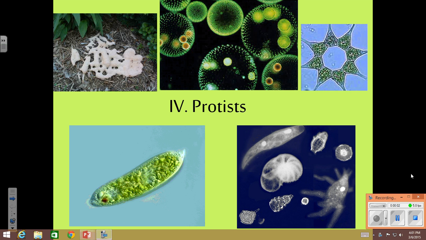This is section 4, talking about different types of protists. And all these pictures here are representing different types, and we'll walk through them in a little more detail coming up.